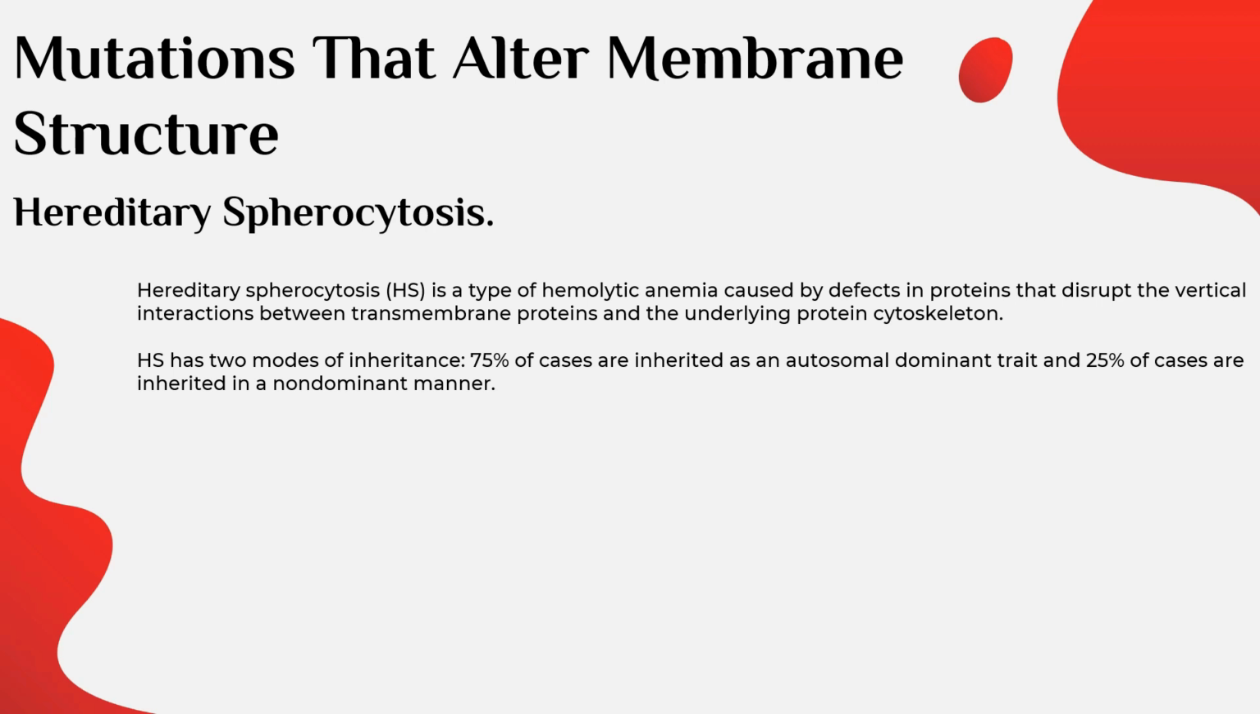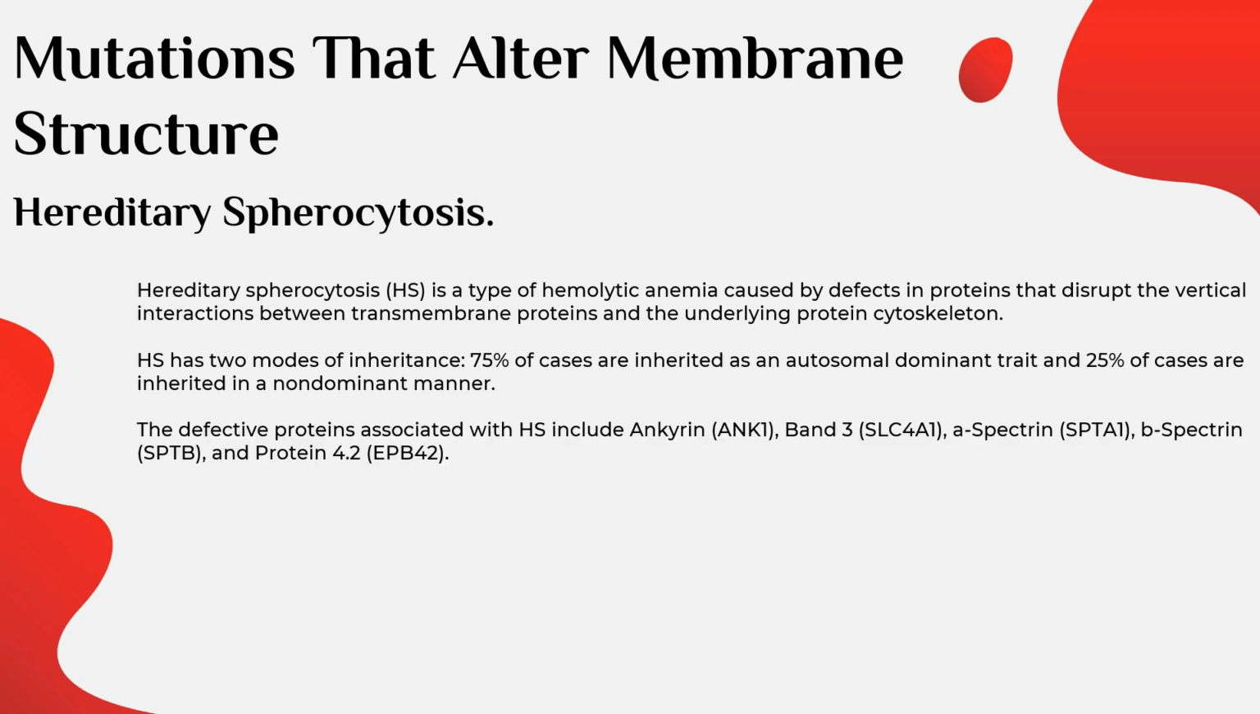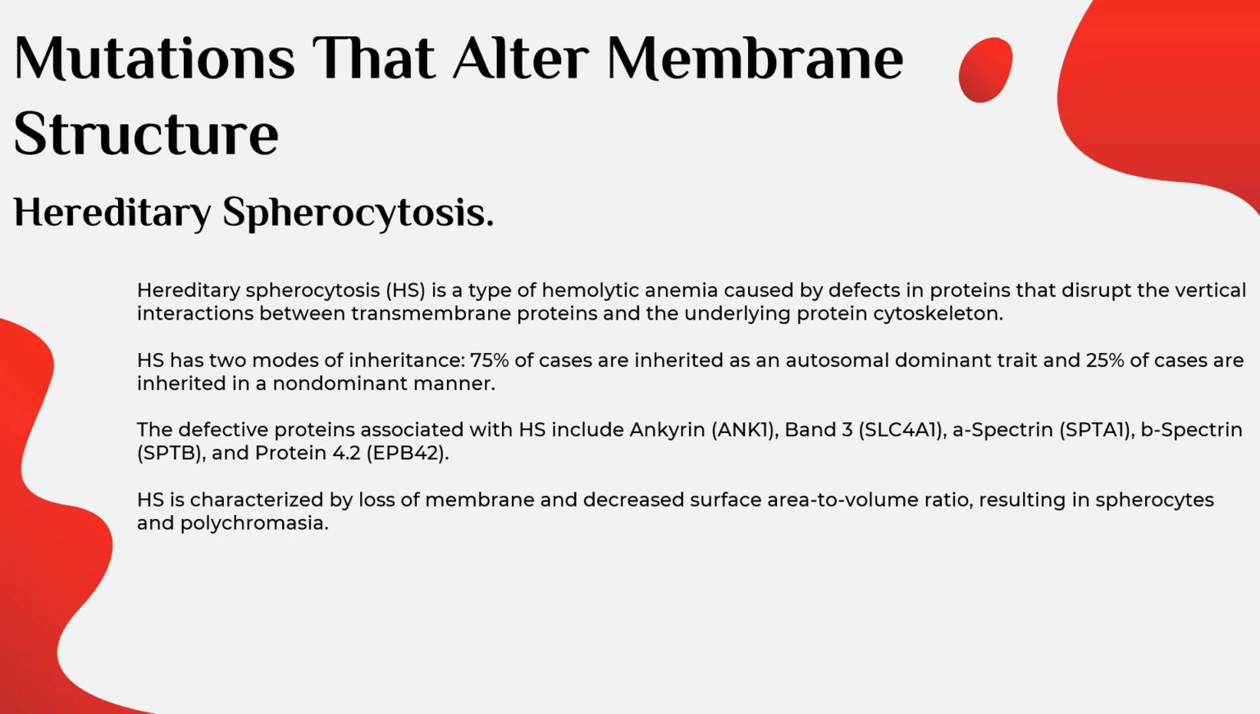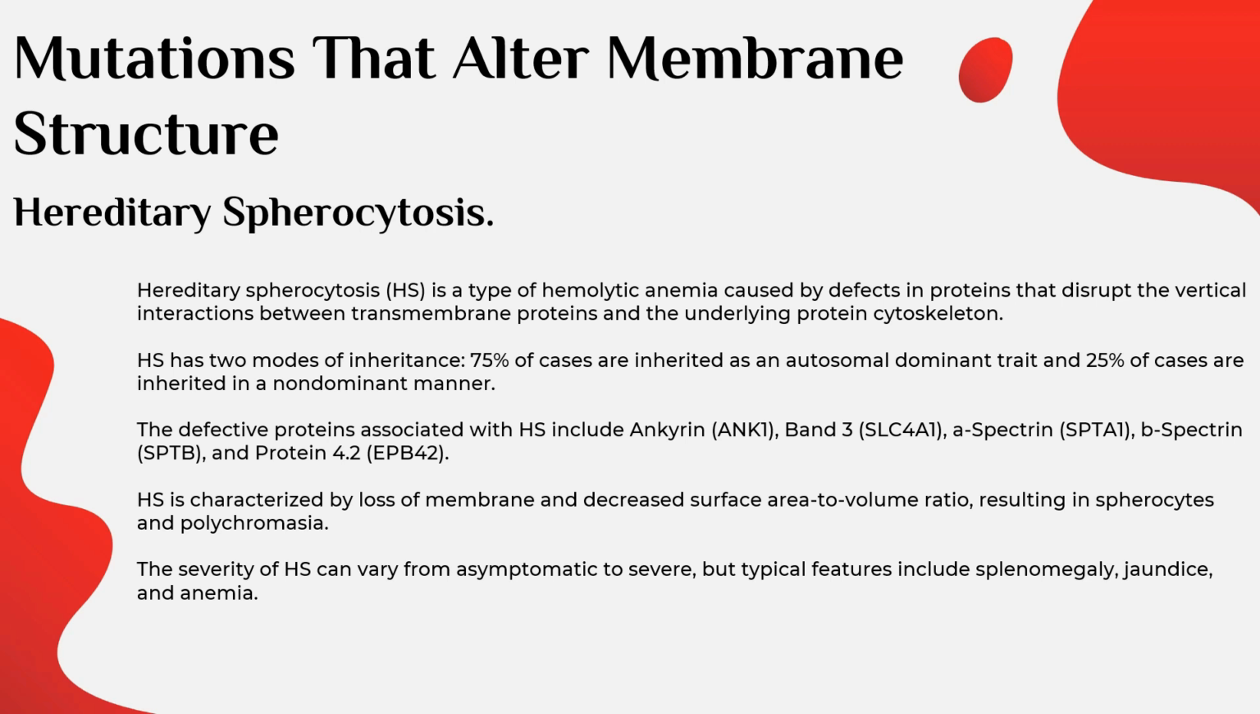Hereditary spherocytosis has two modes of inheritance. 75% of cases are inherited as an autosomal dominant trait and 25% of cases are inherited in a non-dominant manner. The defective proteins associated with hereditary spherocytosis include ankyrin, band 3, alpha-spectrin, beta-spectrin, and protein 4.2. Hereditary spherocytosis is characterized by loss of membrane and decreased surface area to volume ratio, resulting in spherocytes and polychromasia. The severity can vary from asymptomatic to severe, but typical features include splenomegaly, jaundice, and anemia.